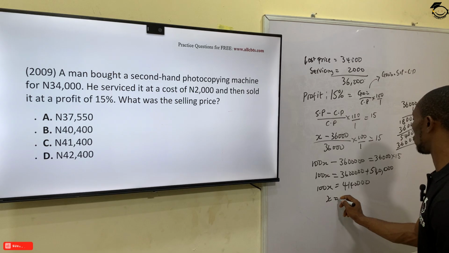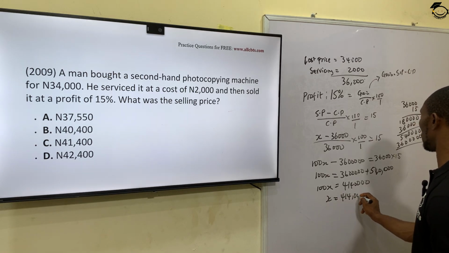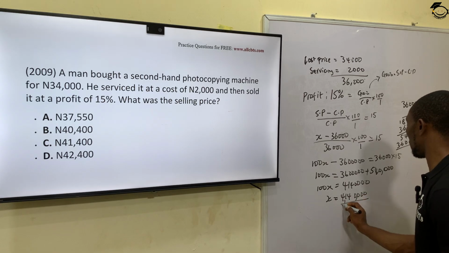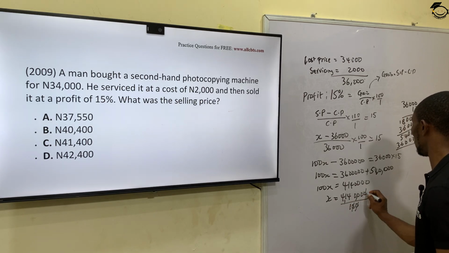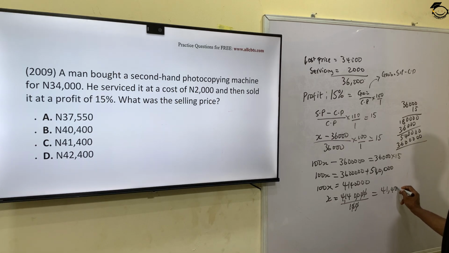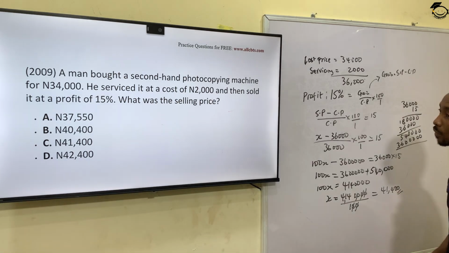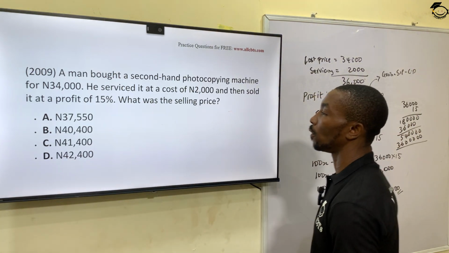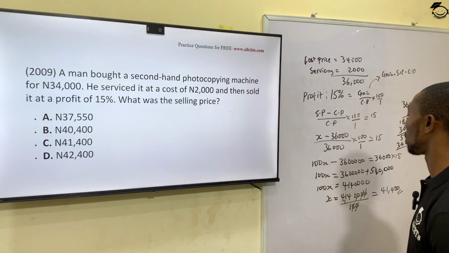So x equals 414,000 divided by 100, leaving us with 41,400. So the cost price for 15% will be 41,400, which is option C.